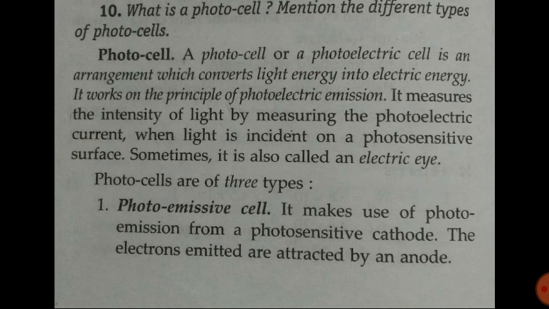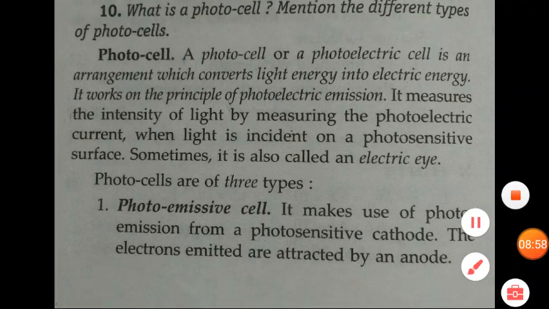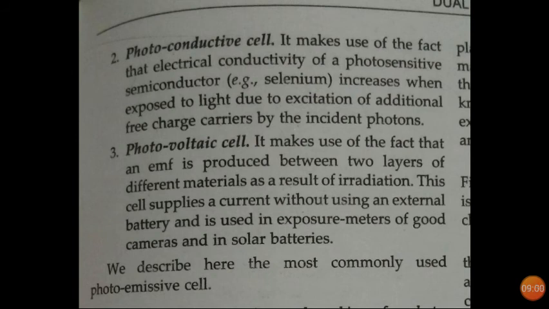So photocells are of three types. First is the photoemissive cell. It makes use of photoemission from a photosensitive cathode. The electrons emitted are attracted by an anode. Second type is the photoconductive cell. It makes use of the fact that the electrical conductivity of a photosensitive semiconductor increases when exposed to light, due to excitation of additional free charge carriers by the incident photons. Then third is the photovoltaic cell.